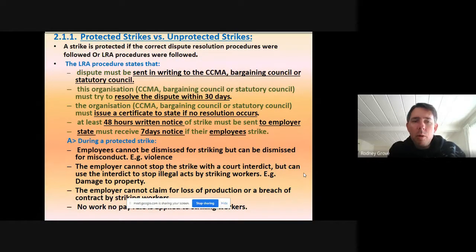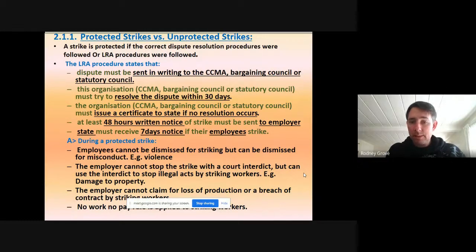Now, there's a very big difference between being protected and not protected, and we'll go through it in a minute. But the Labour Relations Act procedure says that if you want to go on a strike, your dispute must be sent in writing to the CCMA, the Bargaining Council, or the Statutory Council. It needs to be a written letter to the CCMA telling them about your dispute. From there, the CCMA or whoever it is will try and resolve the dispute with you and your staff member or you and your employer within 30 days. Okay, so they've got 30 days, that organization, to try and resolve the dispute. Generally, they get it done within about 2 weeks.